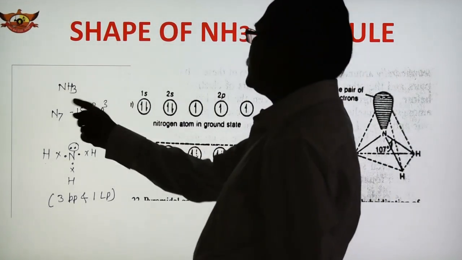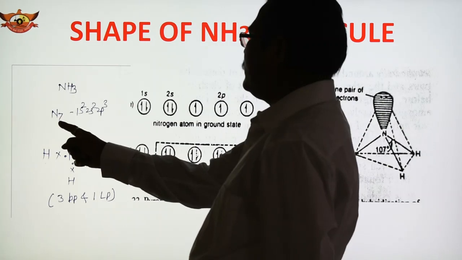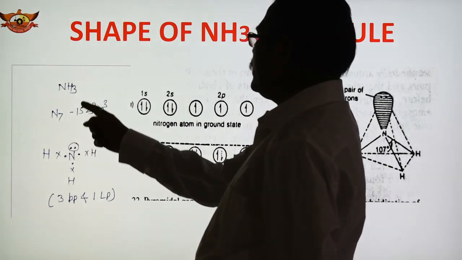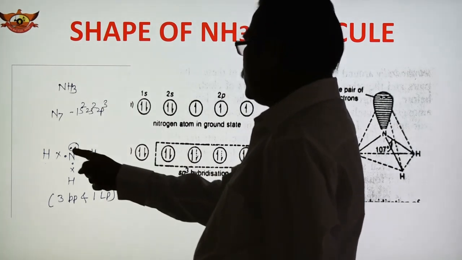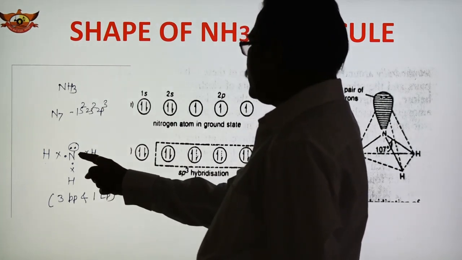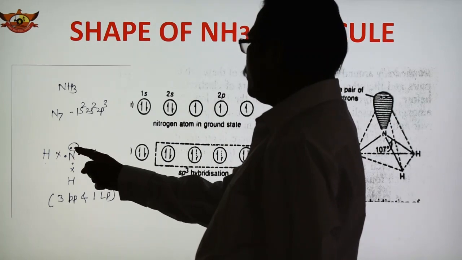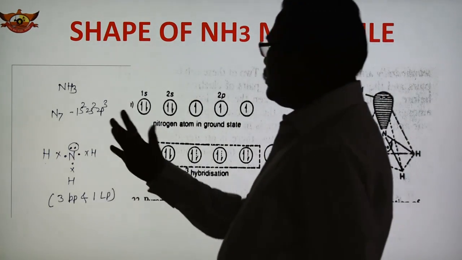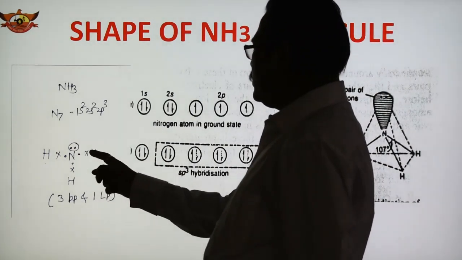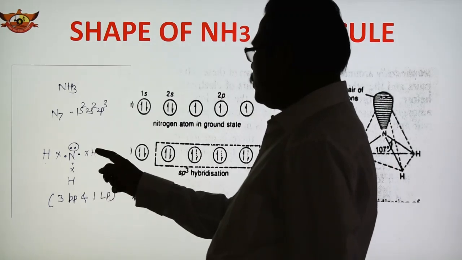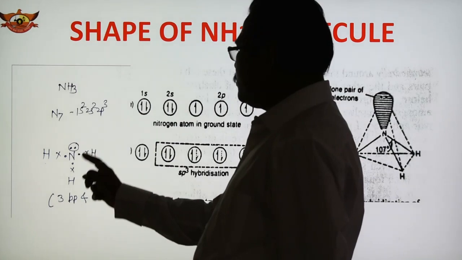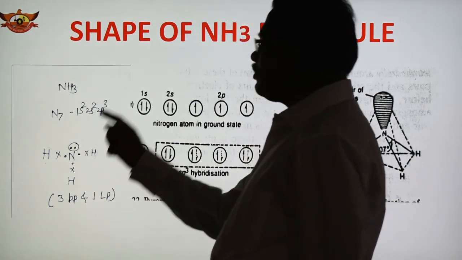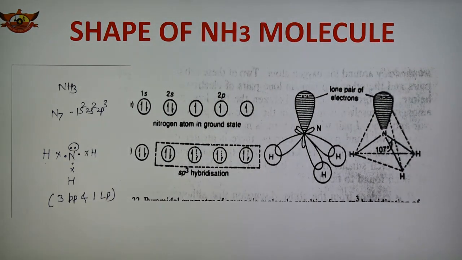So in ammonia, the central atom is nitrogen. The atomic number of nitrogen is 7, and the configuration is 1s2, 2s2, 2p3. There are 5 electrons in the valence shell: 1, 2, 3, and 4, 5. Out of these 5 electrons, 3 electrons take part in overlapping with the 3 electrons of the 3 hydrogen atoms. So this is one bond pair, this is another bond pair, this is the third bond pair, and 2 electrons remain as a lone pair on the nitrogen.